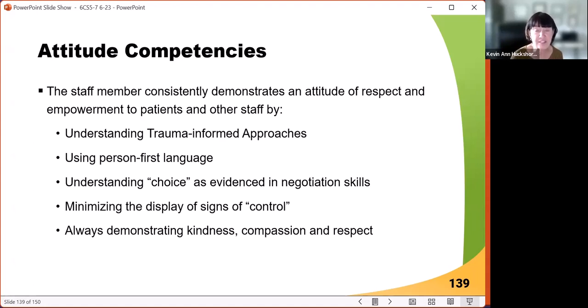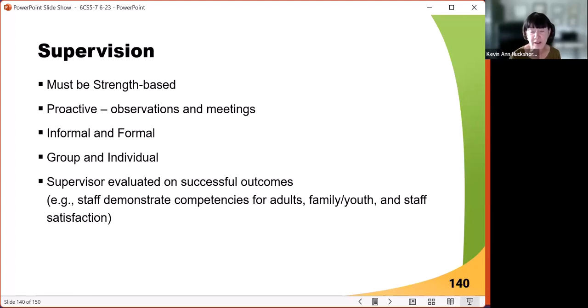Attitude competencies should be also included. Understand trauma-informed approaches using person-first language, understanding choice as important, and used when you're negotiating with someone who's starting to escalate, minimizing the display of signs of control, and demonstrating kindness, compassion, and respect regardless of how you personally are feeling today.